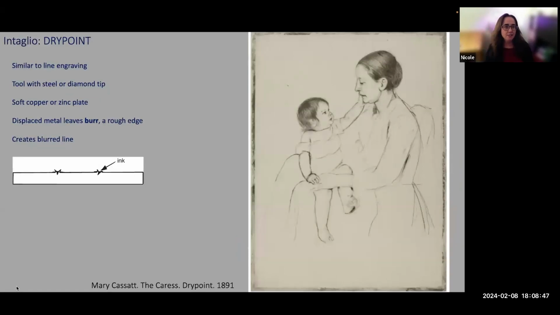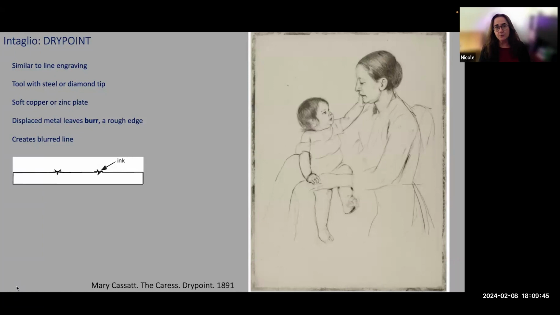Another intaglio process is called dry point. Similar to line engraving, except that the cutting tool in this case is called a dry point needle. This is a tool with a steel or a diamond tip, usually used on a soft copper or a zinc plate. The artist draws on the plate almost as freely as you would on a piece of paper with a pencil. As the needle scratches, the displaced metal leaves a little bit of a burr or a rough edge. And if that burr is left on the plate, it will create a slightly blurred line when printed. The burr can also be brushed away, which will result in a finer, more delicate line.